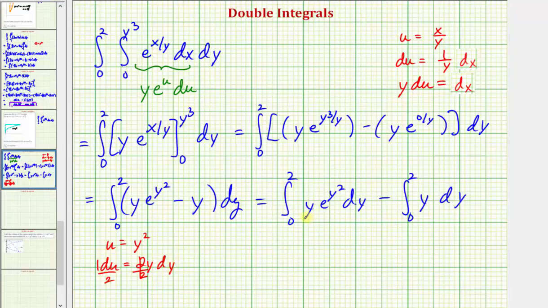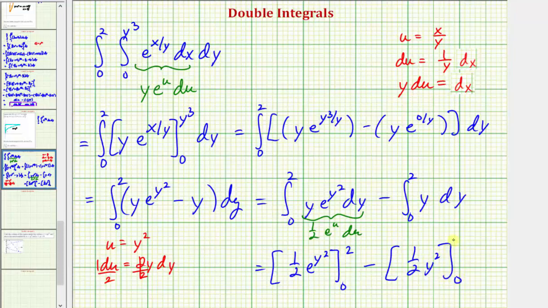So in terms of u, we can rewrite this as, again, y dy is equal to 1/2 du, and this would be just e to the u. So the antiderivative in terms of u would just be 1/2 e to the u. So if we integrate with respect to y, we would have 1/2 e to the y squared. And the integral of y would just be y squared divided by 2, or 1/2 y squared. Let's go and evaluate this on the next slide.